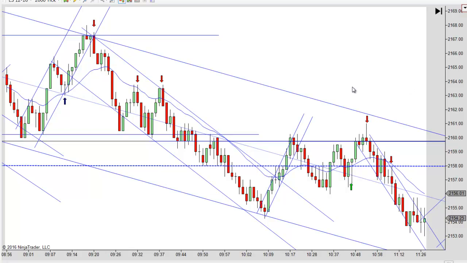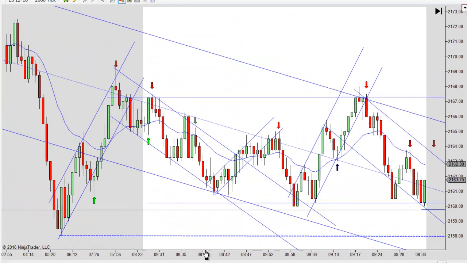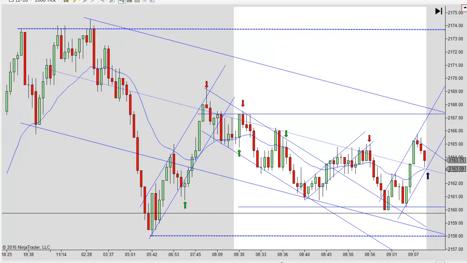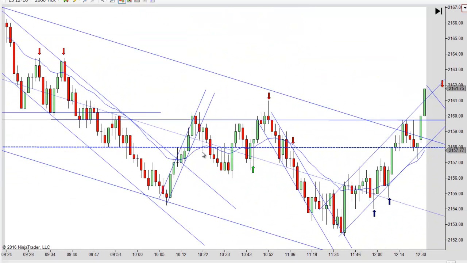But what we ended up getting, this basically right across here and then going down, is a repeat pattern of what we had back here. You're moving up, you start going sideways, and then you go down. Move up, you start going sideways, and you go down.